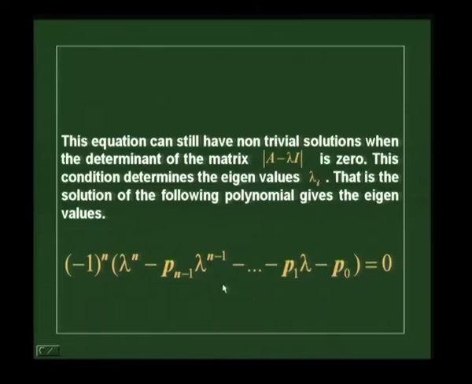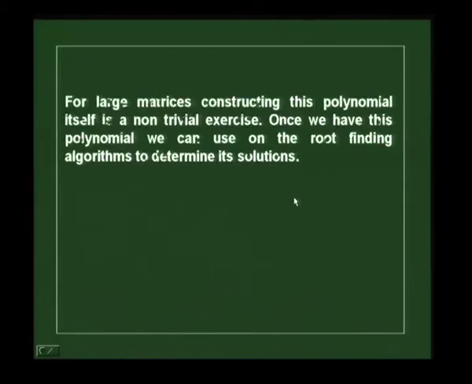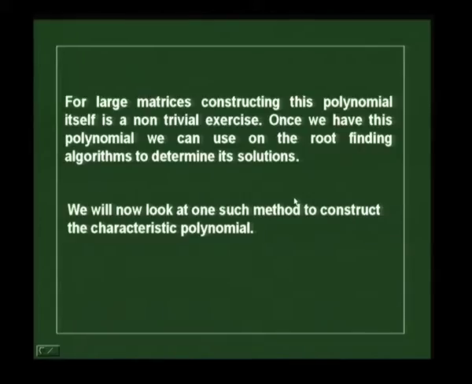As I said, there are two problems. The first thing is to actually arrive at such equations. If you have a large matrix, then converting the determinant into a polynomial of this form could itself be a large exercise. So first we will look at how to construct this polynomial equation from the condition that the determinant of A - λI equals 0. That is the first discussion we would have today. For large matrices, constructing this polynomial is itself a non-trivial exercise.